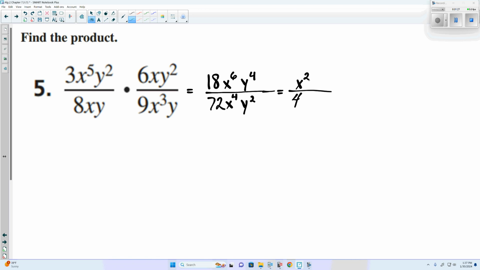4 minus 2. It would be y squared. Would we put it on top or bottom? We can put it on top because it's bigger on top. Because 1 times x squared y squared is the same as just saying x squared y squared. So we don't have to list it. You can. Yeah, we don't have to, but you can. So we get x squared y squared over 4. Questions on this here?